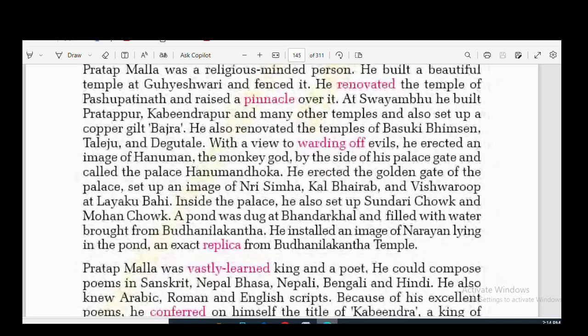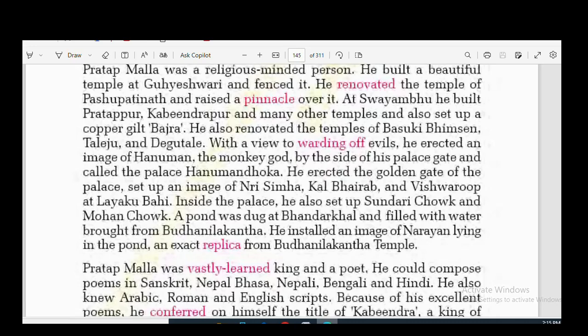He erected an image of Hanuman, the monkey god, by the side of his palace gate and called the palace Hanuman Dhoka Palace. He erected the golden gate of the palace. He set up images of Nrsimha, Kal Bhairav and Vishwaswarupa at Laikubai. Inside the palace, he also set up Sundari Chowk and Mohan Chowk.